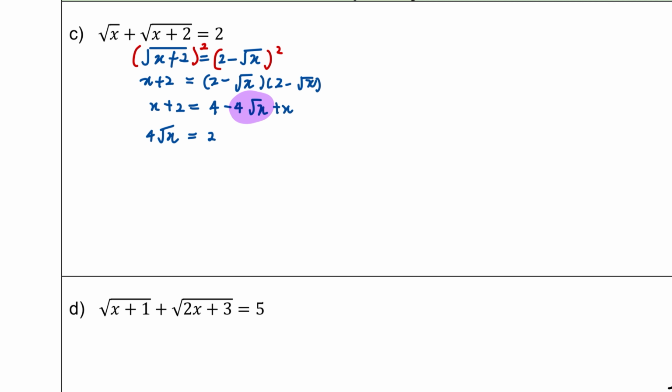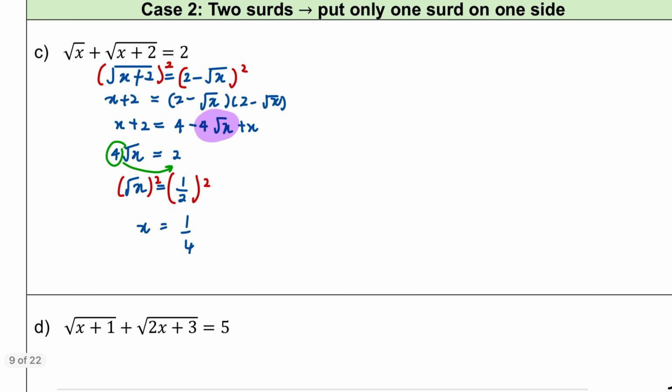Okay, and then madam nak pindahkan juga 4 ni to the right hand side. Madam nak kita punya surd ni single singlenya. Okay, so kita akan dapat surd X equal to 1/2. Okay, and then barulah madam letak square. Bracket square, bracket square. Okay, so we have X equal to 1/4. Alright, and then buat recheck.